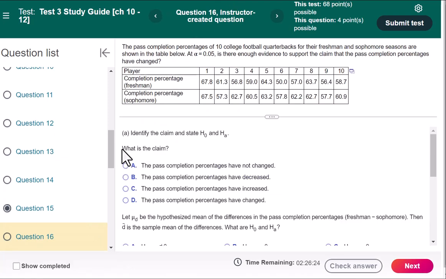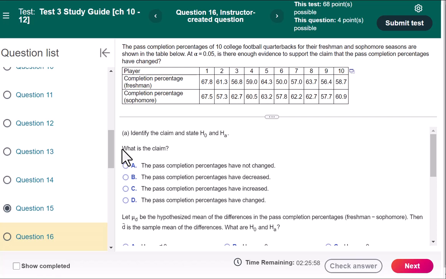The pass completion percentage of 10 college football quarterbacks of their freshman and sophomore seasons are shown in the table below. At alpha equal 5%, is there enough evidence to support the claim that the pass completion percentages have changed? Okay, here you can see this table. You have the player, his completion percentage when he was freshman and completion percentage when he was sophomore.